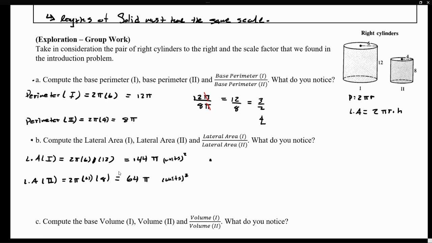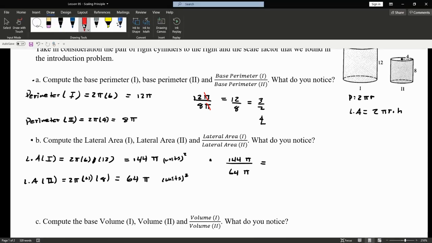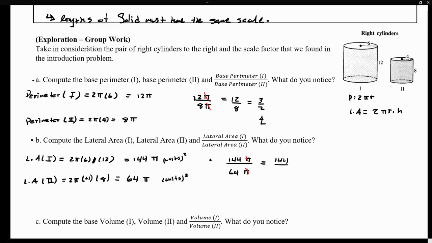Now let's find the division of those two. So if I take the lateral area of the first, which is 144 pi unit square, over the area of the second, 64 pi, here we can see that the pi's are going to cancel out. So now this just reduces to 144 over 64, which is equivalent to 9 over 4, which is equivalent to 3 halves squared. We're going to come back to the observation at the end.